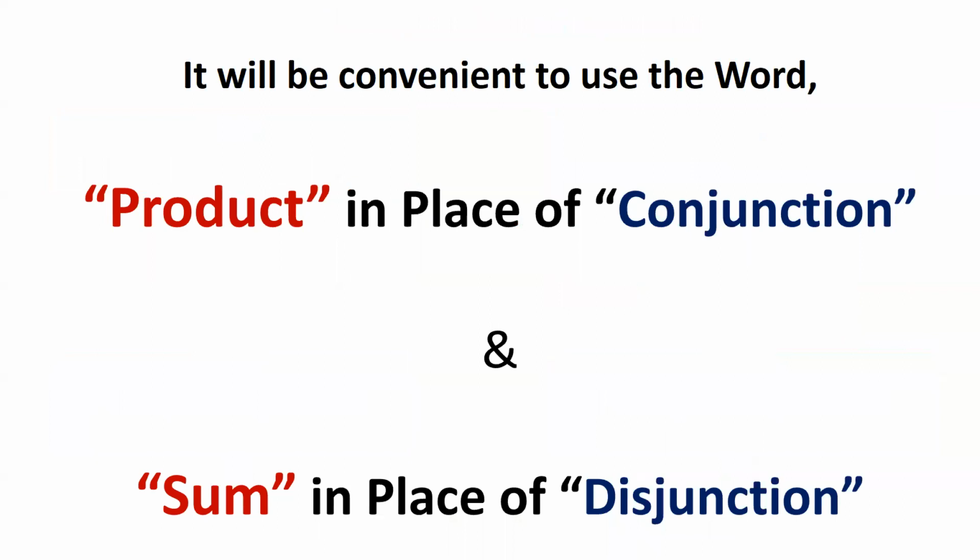Now, it will be convenient to use some words while we are looking at the normal form. Here we are making some modifications: product in place of conjunction and sum in place of disjunction. So hereafter, with respect to conjunction, we are using the word product, and with respect to disjunction, we are using the word sum. Now, firstly, we'll see what is elementary product.